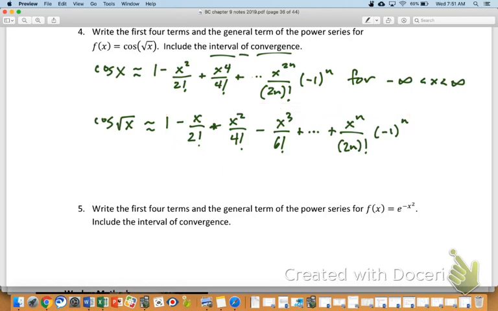So think about it like this. To go from here to here, did we not just substitute root x wherever you saw an x? What's to prevent us from doing that in the domain as well? You absolutely can do that. So check this out. Up here, the interval of convergence was negative infinity to infinity. So how about this? What if I said negative infinity is less than root x, which is less than infinity?